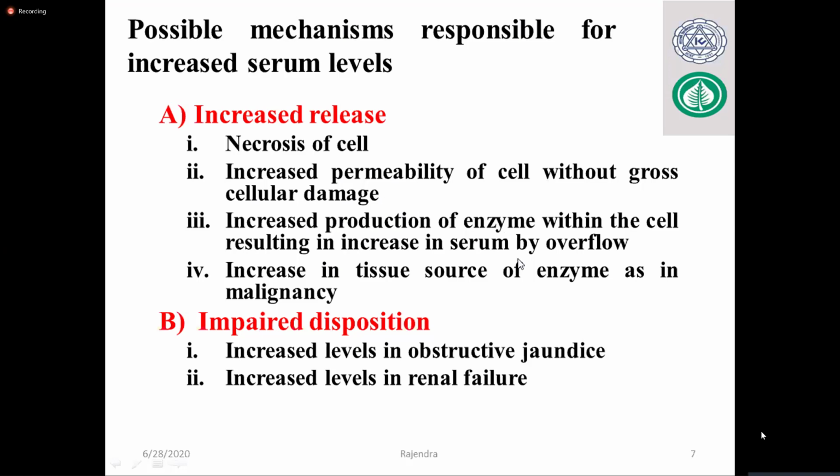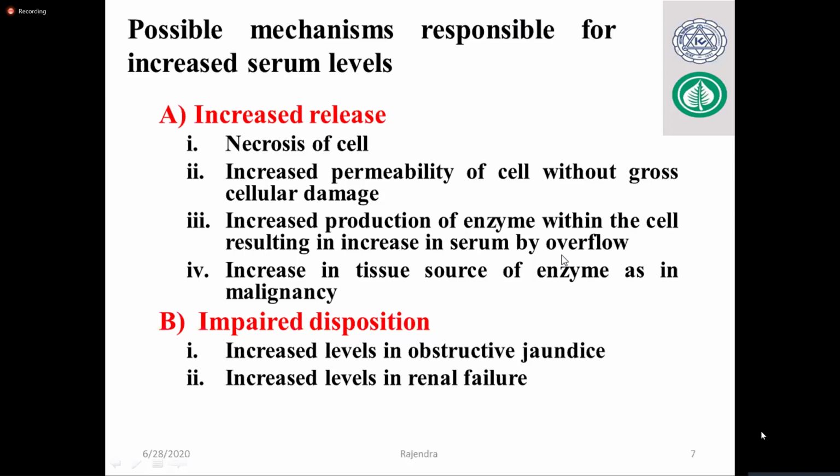Increased production of enzyme within the cell, resulting in an increase in serum by overflow. Another reason may be that the enzymes are synthesized in high amounts. Even if cells are not damaged and permeability is normal, the production is very high due to some hormones, because ultimately hormones are responsible for the regulation of enzymes, and when there is a high amount or low amount of hormone, there is a chance of changes in the enzyme level.